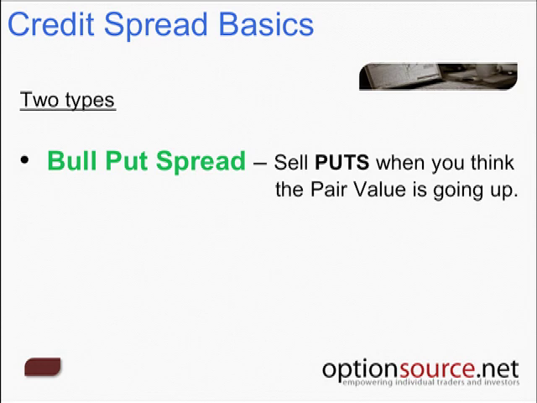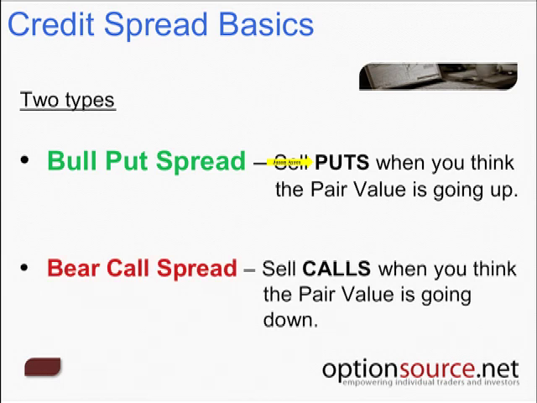So we need to take action at noon if we want to do something to manage the position. If we're looking at creating a credit spread, there are really two types of spreads. The first is a bull put spread. We're selling put options when we think the pair value is going to go up. When the pair goes up in value, the put options expire and we collect the premium. The bear call spread: we sell call options when we think the pair value is going to go down. Once again, we believe the pair is going to drop in value. We sell call options above the strike price, and ultimately those call options expire and we collect the premium.